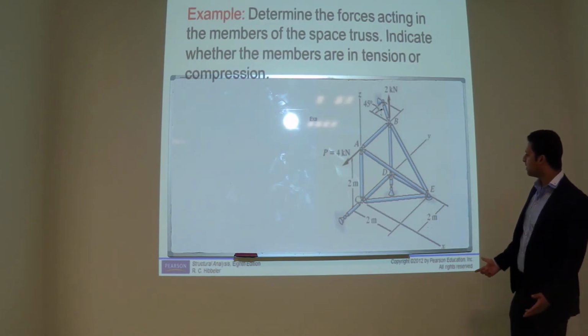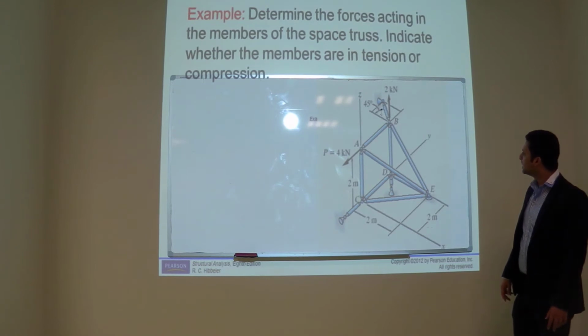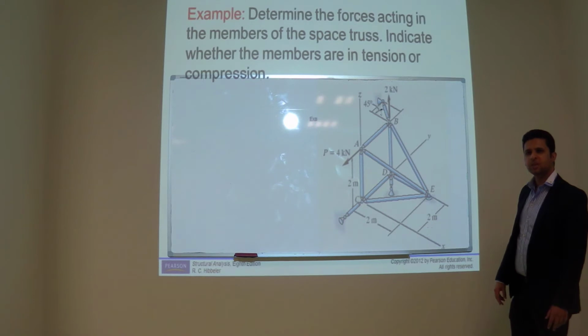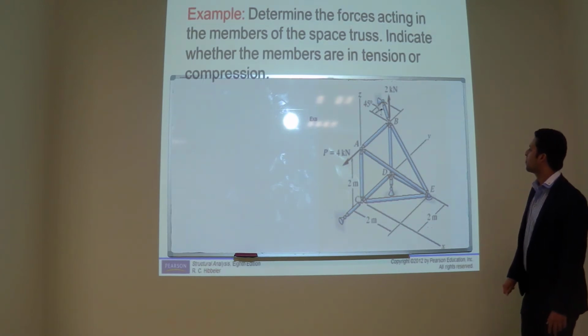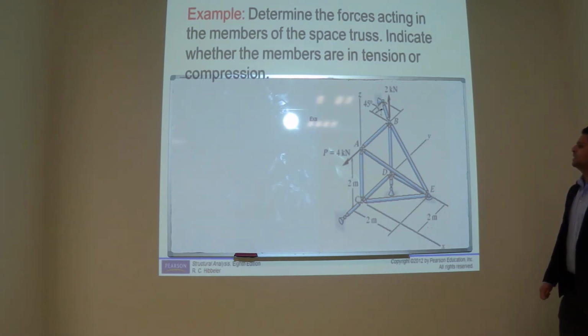Which members have x components? All of them, yeah, almost all of them. You're right, except at this joint. And how many have y components? Three. Only DE is straight. So AE, BE, and CE.